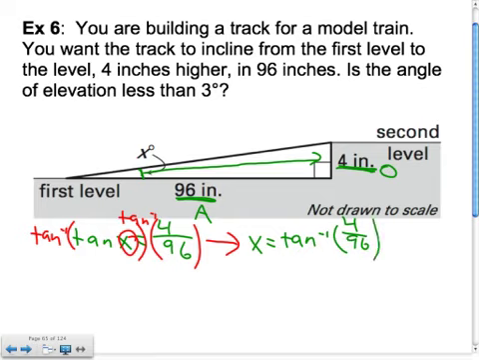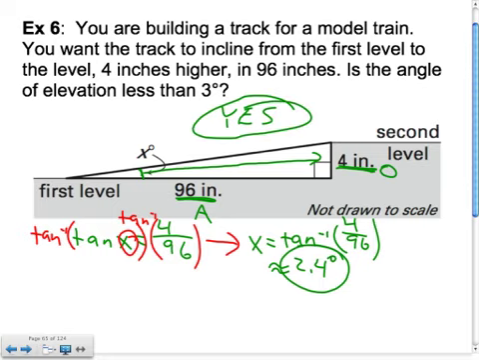Grab your calculator. So I do inverse tan, second tangent of parentheses 4 divided by 96. Hit enter, and you get that x is roughly 2.4 degrees. And to answer the question, is it less than 3 degrees? Yes, it is. Obviously, I think we all agree that 2.4 is less than 3.